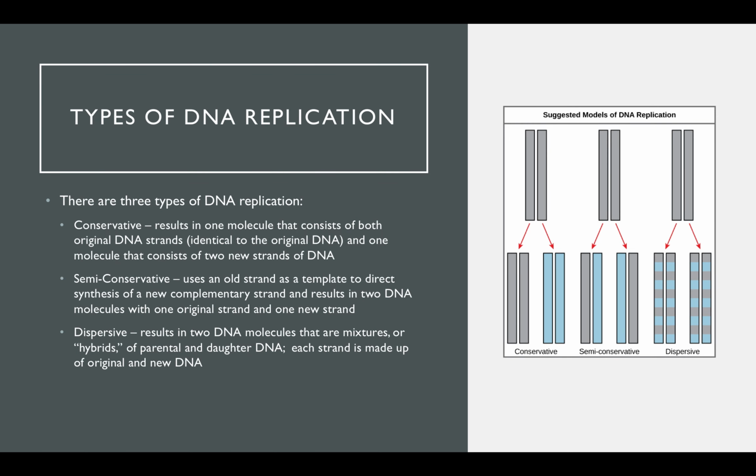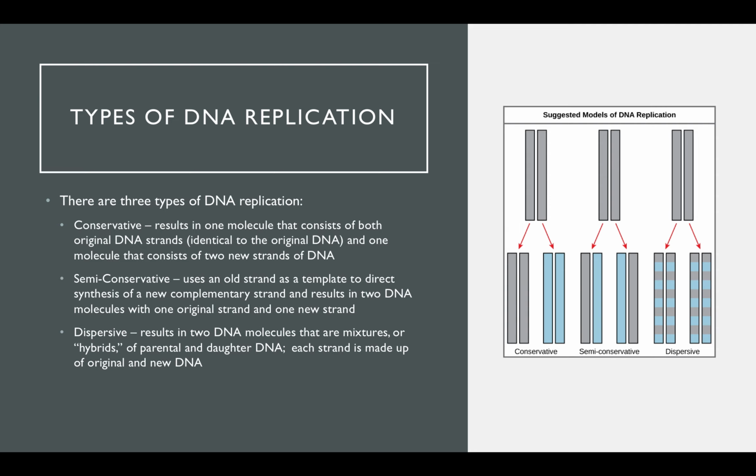So, to understand the experiment, we have to understand that there are three different types of DNA replication. The first one is conservative, and it results in one molecule that consists of both original DNA strands and one molecule that consists of two new strands of DNA. Semi-conservative replication uses an old strand as a template to direct synthesis of a new complementary strand and results in two DNA molecules with one original strand and one new strand.